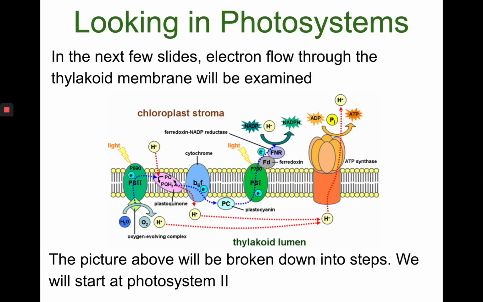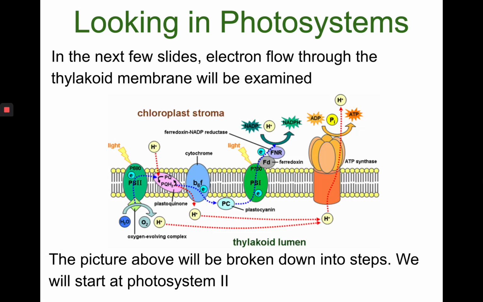Hey, this is Miss Mannix, and what we're going to look at today are the light-dependent reactions, or the light reactions, of photosynthesis. Before we start, it's important to remember that photosynthesis occurs in two steps, the first being the light-dependent reactions, or the light reactions, and the second being the light-independent reactions, or the Calvin cycle.